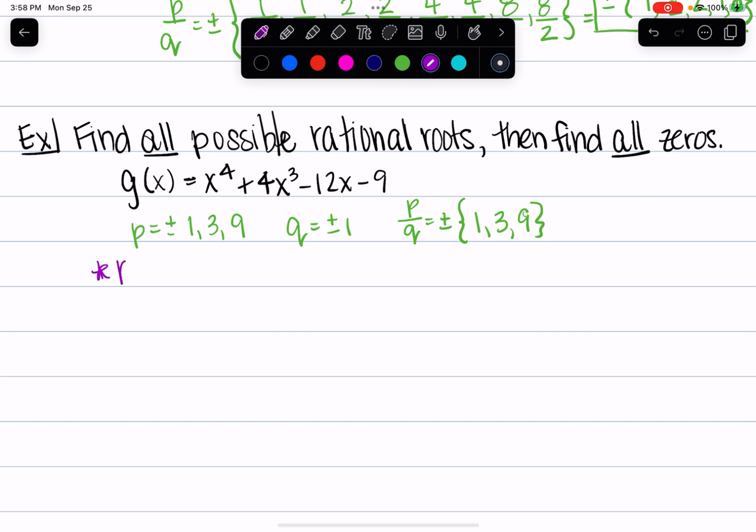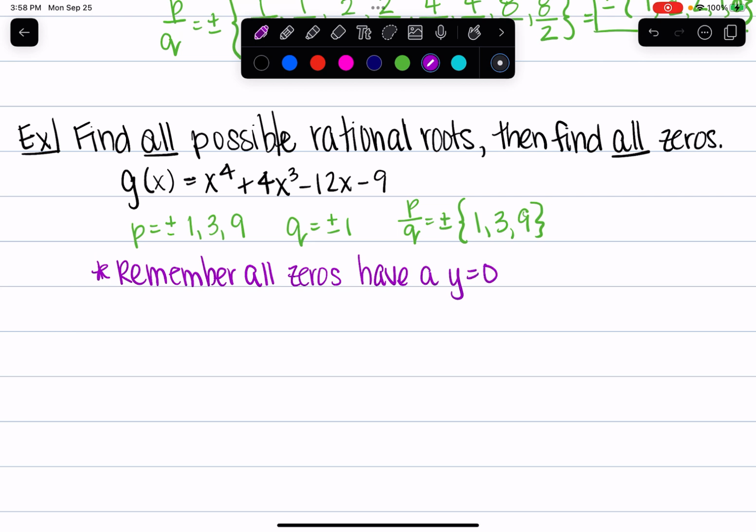Please remember all zeros have a y equal to 0. What that's reminding you of is, if you do something like the factor theorem or remainder theorem, you want the remainder to be 0. That is what that is bringing up.